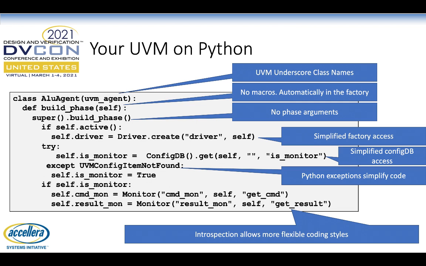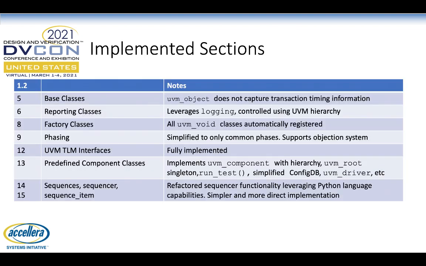And introspection allows us to do things like pass the name of a function to a class when we create it, and it'll use the string name of the function to find the function that it should be running. And this makes it easier to reuse code. If you go through the spec, there are nice chapters where everything is, and these are the chapters that have been implemented, or mostly implemented. There are some things that are not in here, like transaction timing and other elements that relate to working in a simulator. And also there's been some simplification. As you can see, phasing has been simplified and refactored.